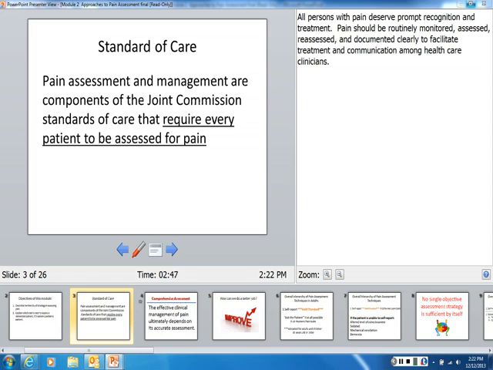All patients with pain deserve prompt recognition and treatment. Pain should be routinely monitored, assessed, reassessed, and documented clearly to facilitate treatment and communication among healthcare clinicians. We all know that pain assessment and management are components of the Joint Commission's standard of care, and it requires us to screen every patient in the hospital for pain and then follow up as appropriate.